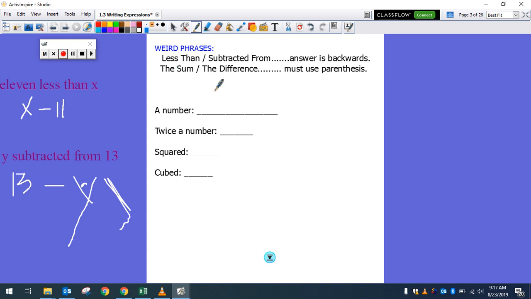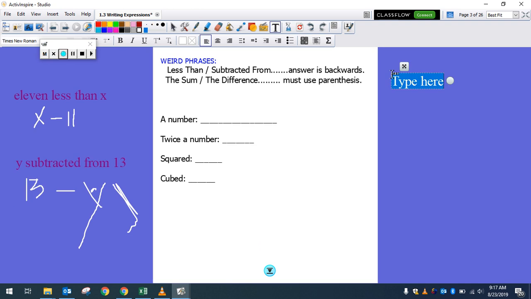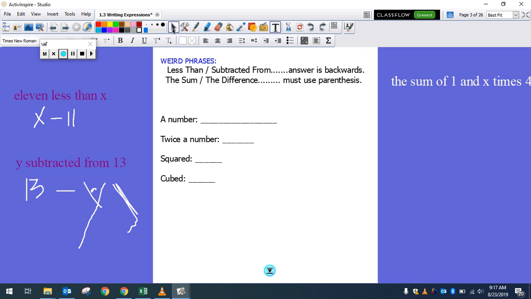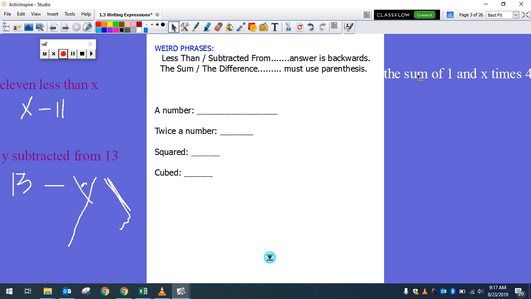The sum and the difference means that we're going to use a parenthesis. So let me give you an example of what that would look like. The sum of 1 and x times 4. So if I wanted to write the sum of 1 and x times 4, here's how I would write that. The sum, first of all, it means we're going to add. So we're going to add 1 and x. And sum means you put it in parentheses.